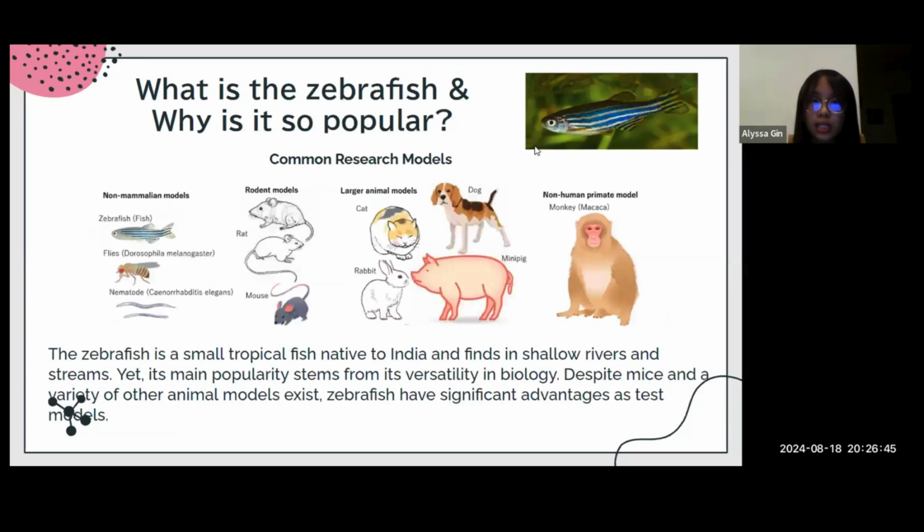So what is the zebrafish and why is it important? The zebrafish is a small tropical fish native to India and is found in small, shallow rivers and streams, yet its main popularity stems from its versatility in biology. Despite mice and a variety of other animal models existing, zebrafish have significant advantages as test models. Presented on the slide, you can see a variety of different common research models, but the zebrafish is especially important.